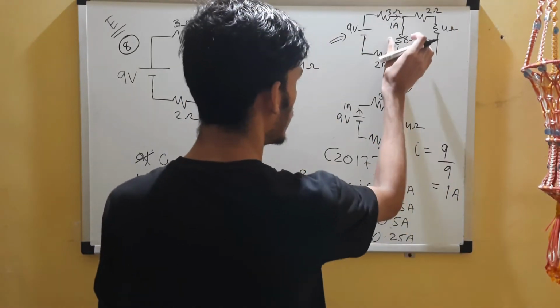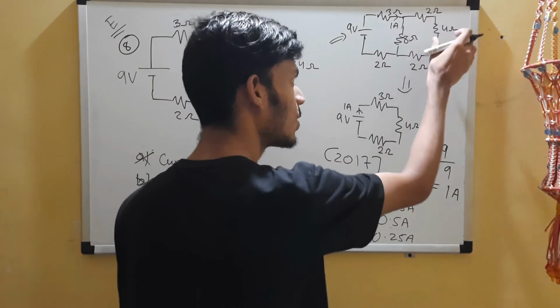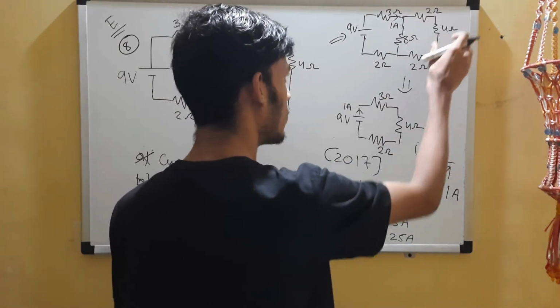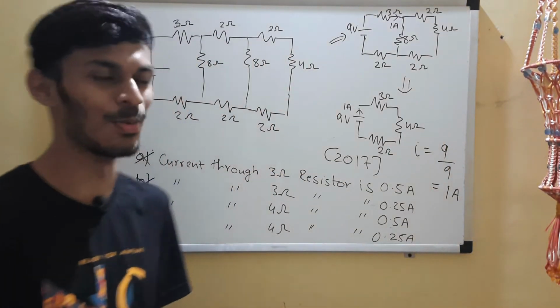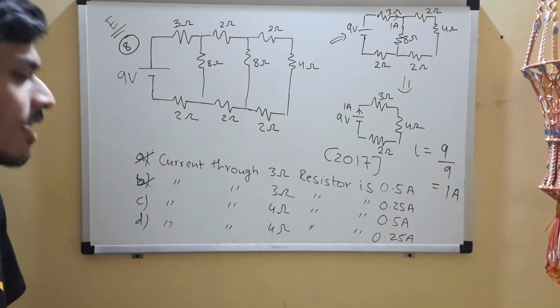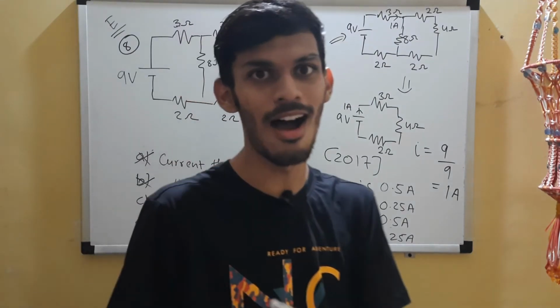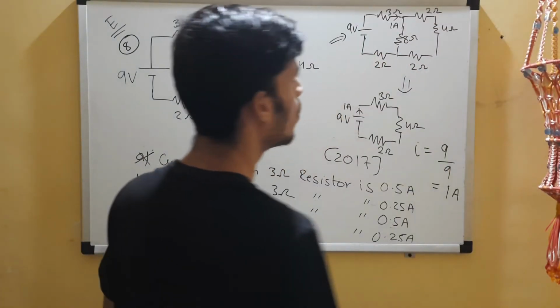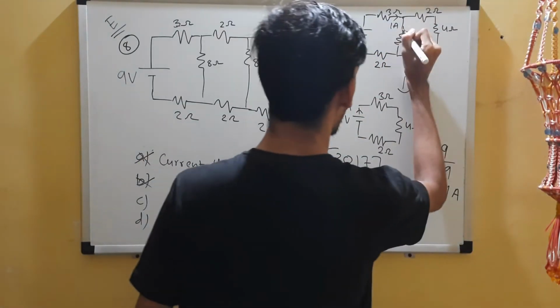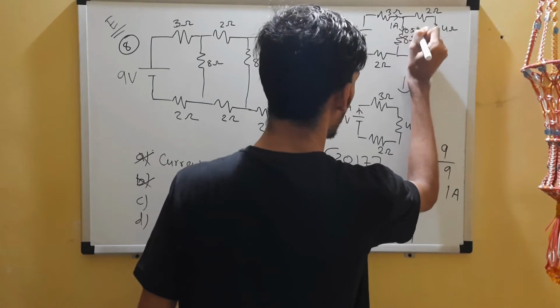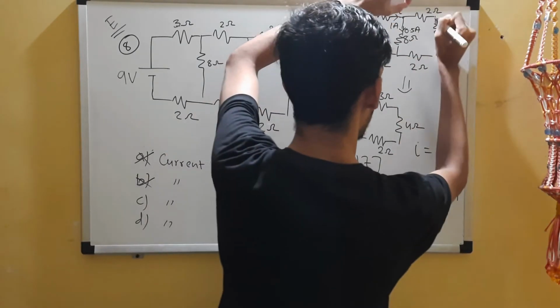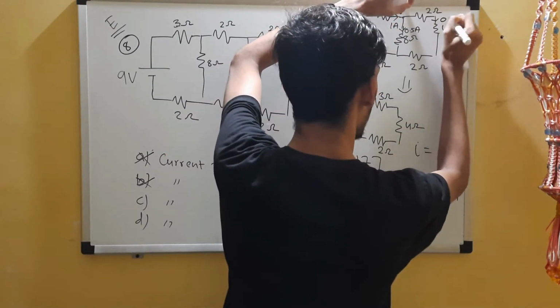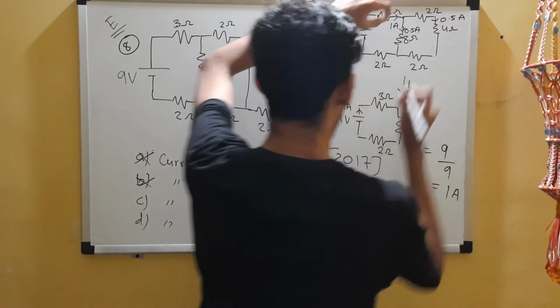You can see that here it's 8 ohms and here also it's 8 ohms, right? 2 plus 4 plus 2, that is 8 ohms, right? So you can see that the current will split into half. Half current will go through this 8 ohms and half current will go through that 8 ohms. So 0.5 amperes will go through this branch and 0.5 amperes will go through this branch.